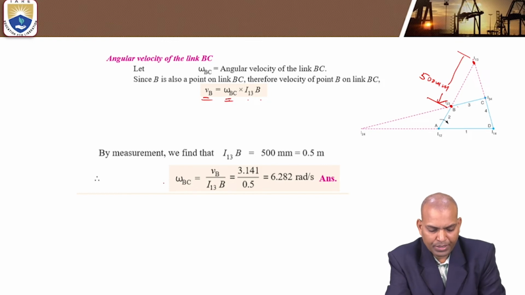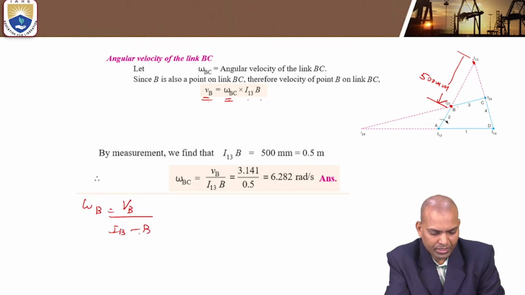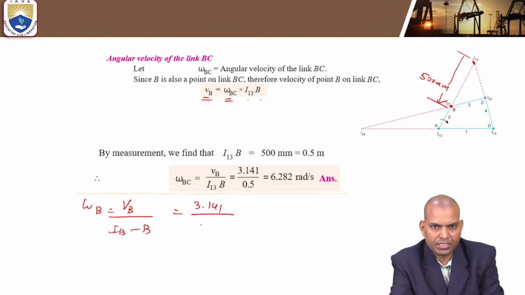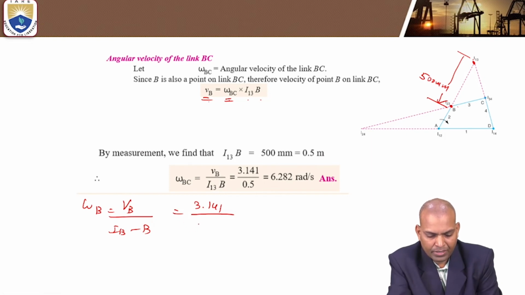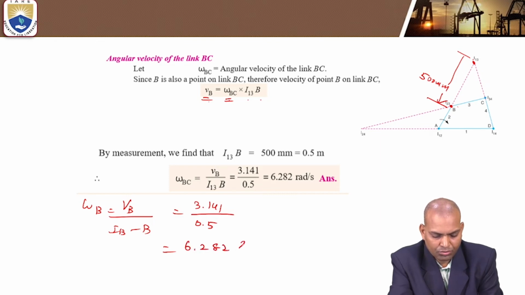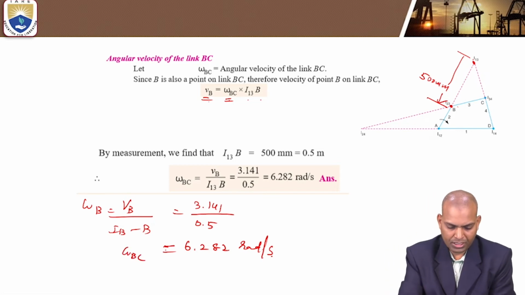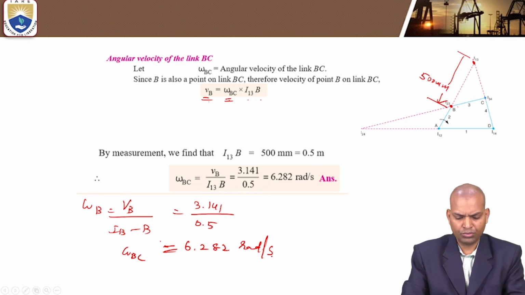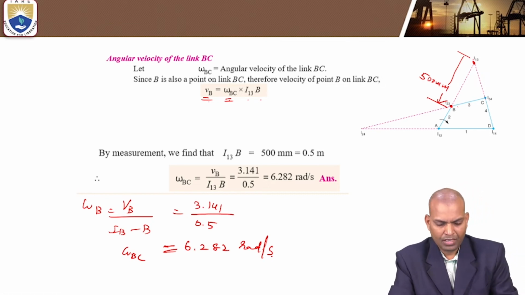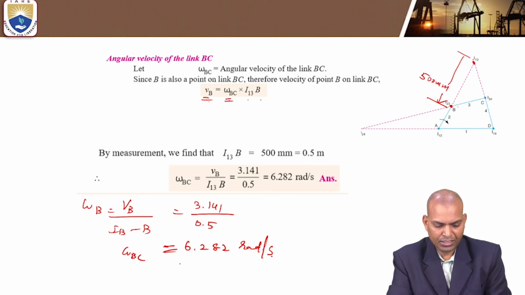We want to find out omega BC. We know VB, then omega BC equals VB by the distance I13 to B. What is that VB? That VB we got as 3.141 meters per second. And what is the distance I13B? It is 0.5 meters. Then it is 6.282 radians per second. So omega BC equals 6.282 radians per second. That is our objective. We calculated the angular velocity of the link BC.